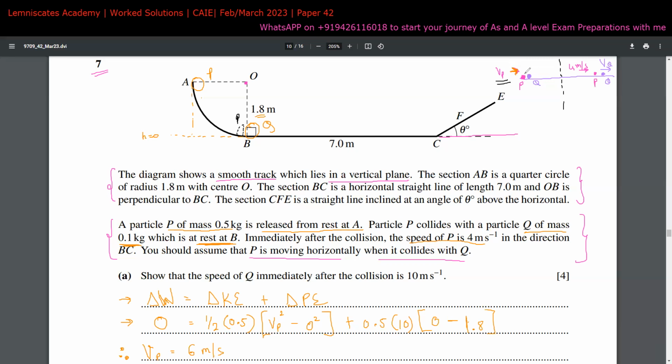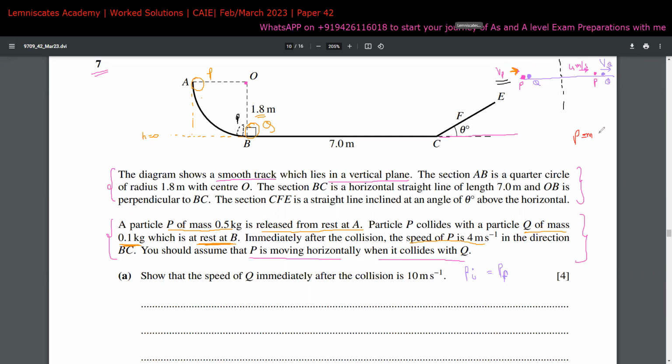Now, once we have these initial conditions and the final conditions, we can go ahead and implement the conservation of momentum to find the speed of particle Q after the collision. So what is the formula that we have for the conservation of momentum? We know that the initial momentum before the collision is equal to the momentum after the collision. So initial momentum equals the final momentum. And the formula for momentum is the mass of the body times the velocity with which it's moving. That gives you the momentum of the body.